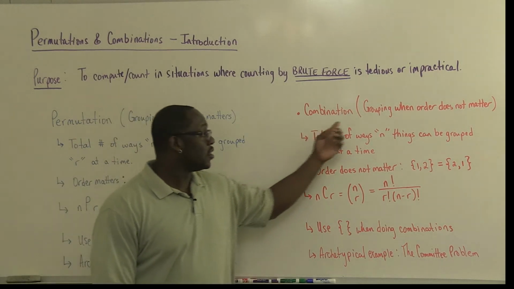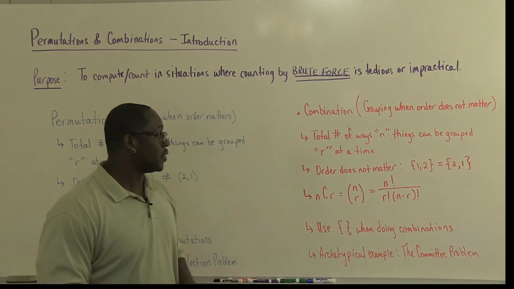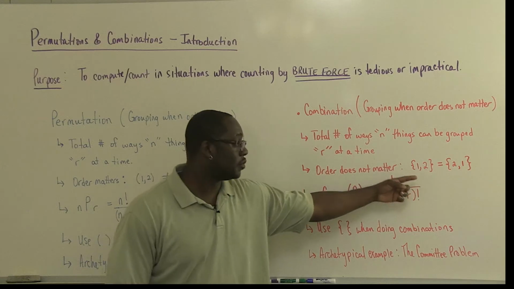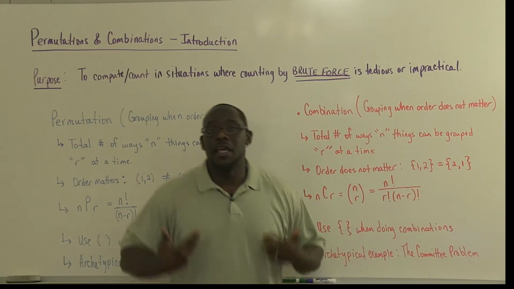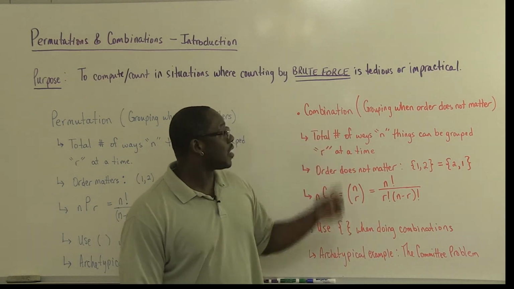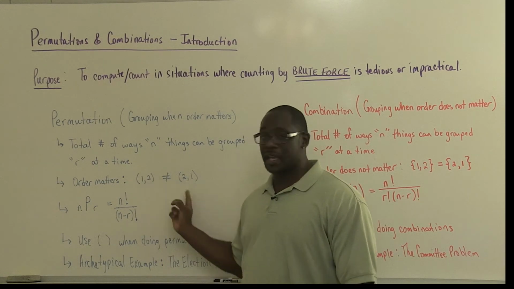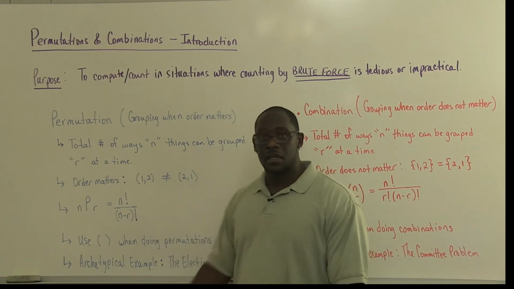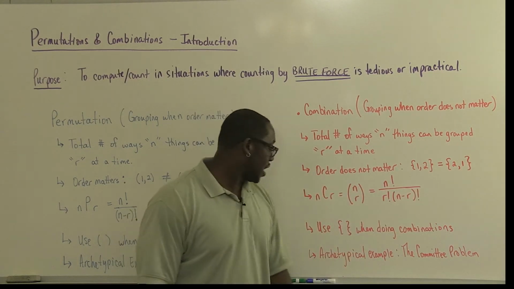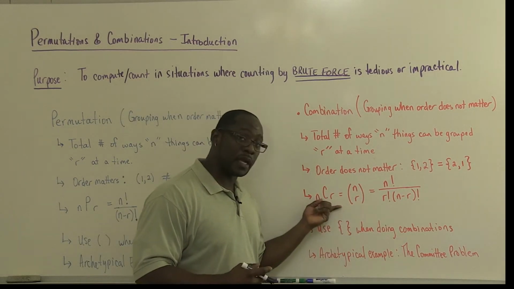So in combinations, we're doing grouping when order does not matter. So what does that mean here? That means that if we list 1, 2 in a group, and then we list 2, 1 in the group, that's equivalent. It's the same thing, okay? So what we see here in combination is that all of the perceived repetition is actually taken out here because this is looked at as the same thing. And this is also noted in the actual formula for a combination.